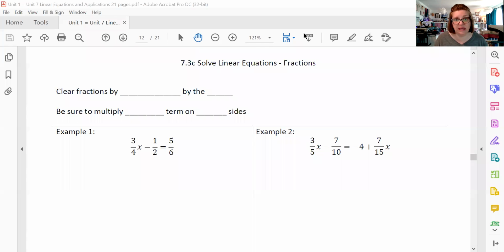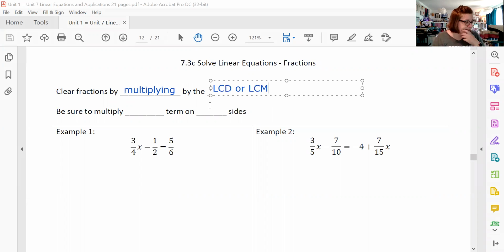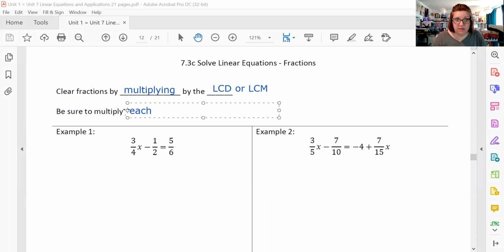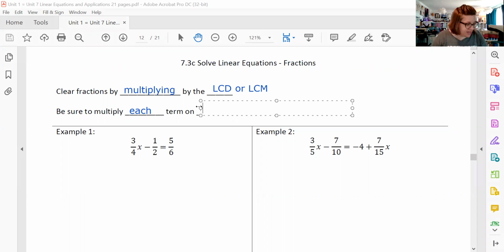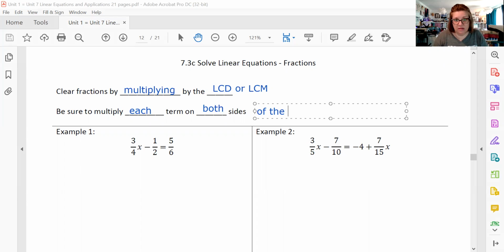So we'll start to take some notes here. We want to clear the fractions by multiplying by the least common denominator or the least common multiple. We're going to do the whole thing times whatever that is. We want to be sure to multiply each term on both sides of the equal sign. So let's look at an example here.